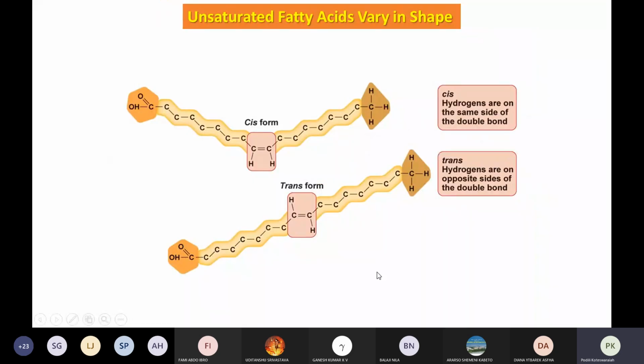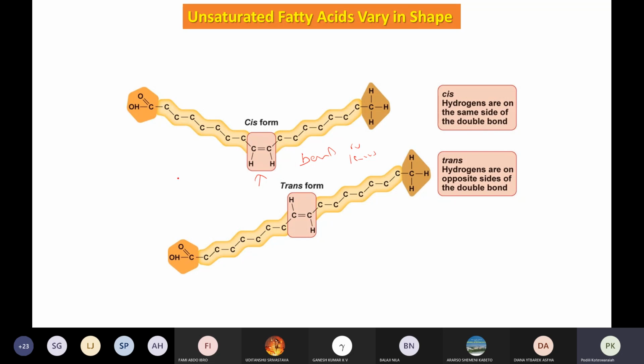And you can see here that in unsaturated fatty acids, depending upon the nature of the double bond, if the two hydrogen atoms across the double bond are present on the same side, then it is known as a cis fatty acid. If the two hydrogens across the double bond are present on opposite sides, then it is known as a trans fatty acid. And you can see here, when a cis double bond is present in the fatty acid chain, that creates a bend or a kink in the structure, compared to the trans.